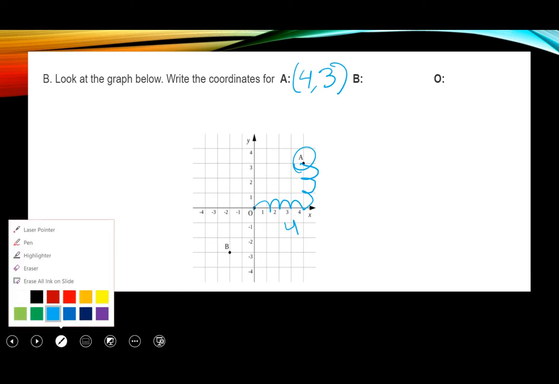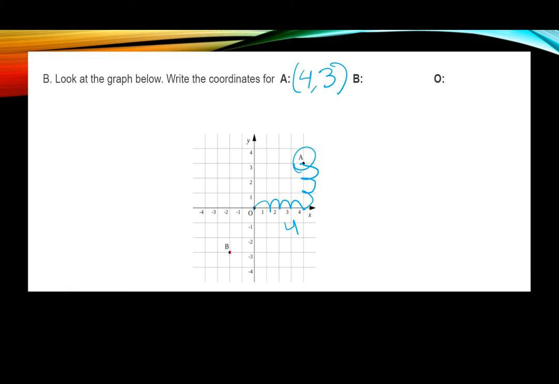And then B. There's B. So B, we had to go 1, 2 in the negative direction, and then we had to go down 1, 2, 3, again in the negative direction. So then we're going to look at our final point, O. O stands for what? Origin, right there, 0, 0. How clever. Little smiley face here too for you.